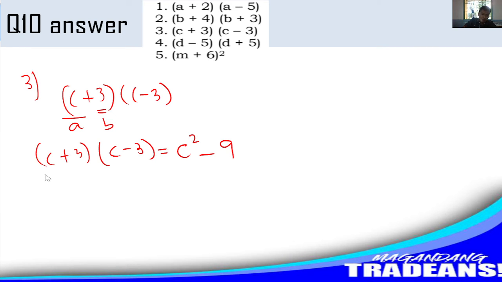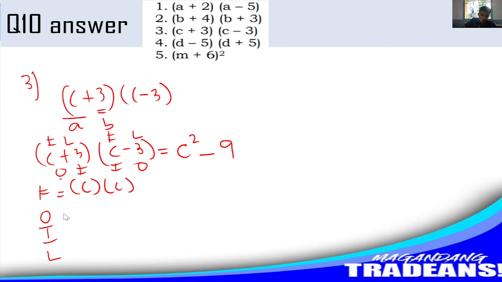Next, kung pag FOIL method naman po, pwede din po siya. So, let's do the FOIL method. C plus 3, C minus 3. So, this is F, L, F, L, O, I, O. So, first, outer, inner, and last. So, first, C times C.